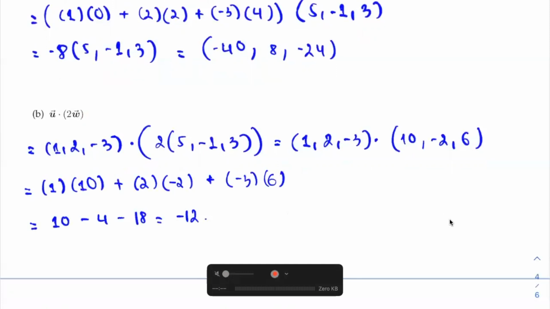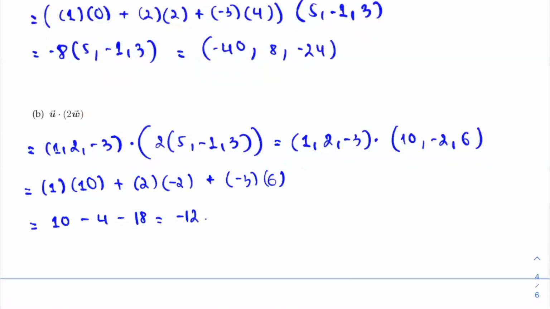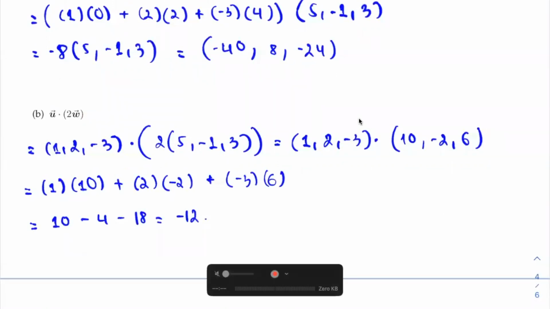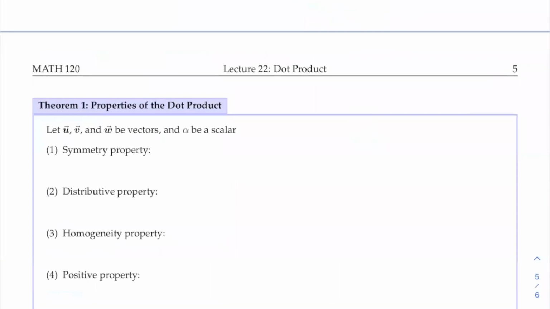The next thing we're going to look at is the properties of the dot product. Theorem 1, the first theorem of the properties of the dot product: let's consider three different vectors u, v, and w, and a scalar. The first property is called the symmetry property, or the commutative property. You have u dot v is equal to v dot u. It doesn't matter in which direction you do the dot product, the result has to be the same.